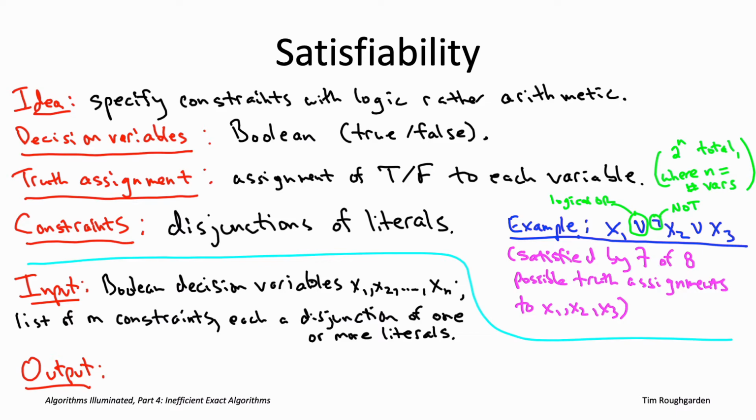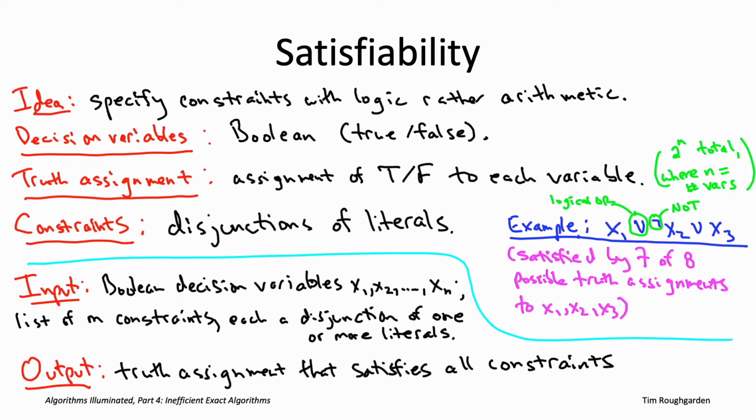There's 2 to the n possible truth assignments, and the algorithm needs to find one of them that satisfies each of the m constraints. Or, if the instance is unsatisfiable, if in fact no truth assignment satisfies all of the clauses simultaneously, then the algorithm should correctly report that back. So that is the famous SAT problem.